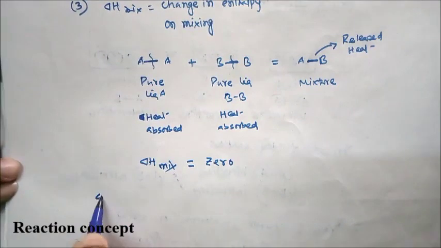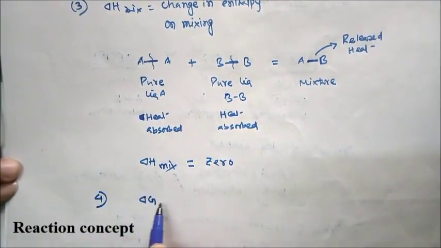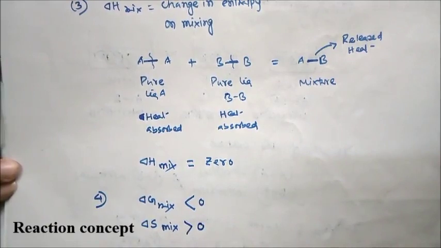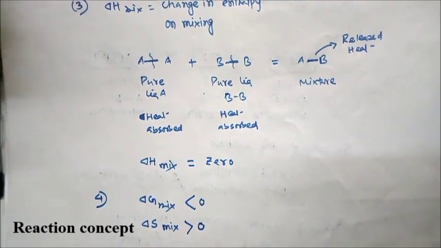And the other characteristics are del G, the change in Gibbs free energy, and del S mix, the entropy change during mixing. Since mixing is spontaneous, del G mix would be less than 0. On mixing, the number of molecules is increased, and an increase in the number of molecules increases the randomness of the system. Therefore del S mix for this solution would be a positive value. These are the characteristics of an ideal solution.